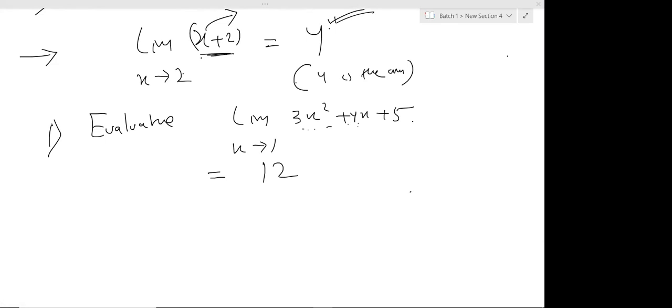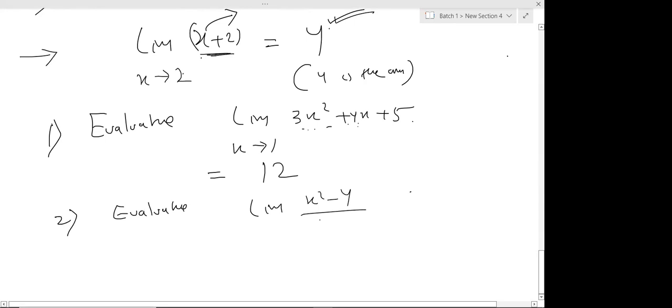Next question. Evaluate the limit of x squared minus 4 upon x plus 3, x tending to 2.